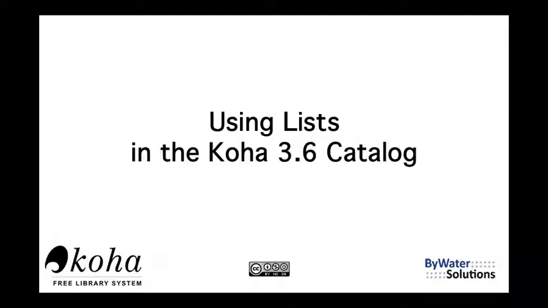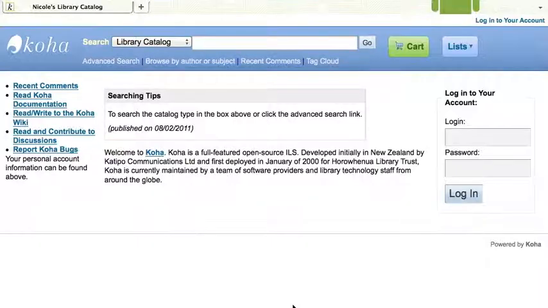Today's tutorial is going to show you how to use lists in your library catalog, powered by Koha 3.6. The first thing you want to do is open up your browser and visit your library catalog. For today's tutorial, I'm using my own library catalog, and so it might look slightly different than your library's, with different colors and text, but lists should still function the same way.